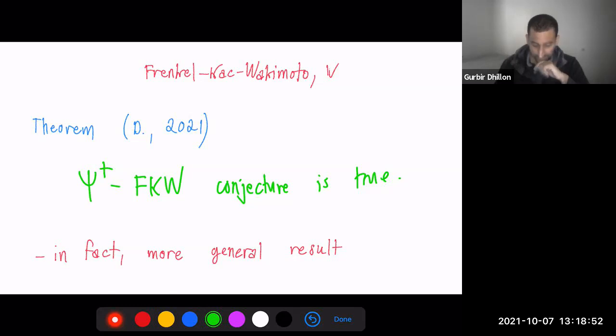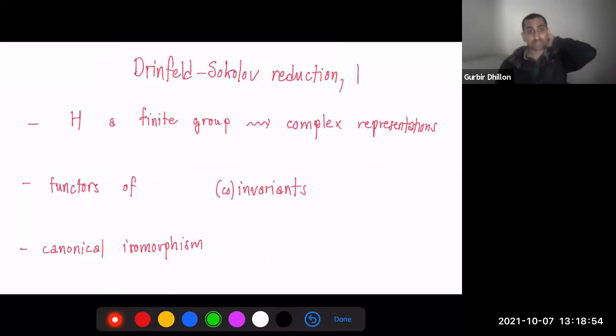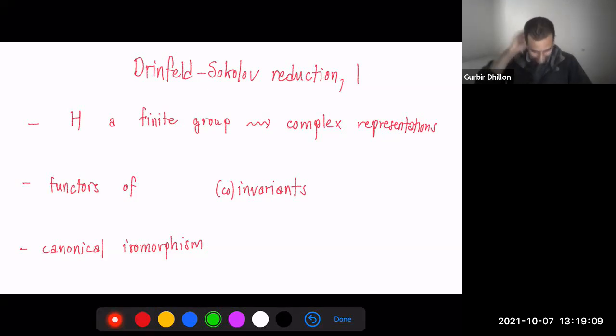And so to do that, I'm going to need to remind you about some things about Drinfeld-Sokolov reduction. But actually, maybe let me just stop here before I go on and see if there are any questions so far? Okay, great. So for Drinfeld-Sokolov reduction, let me approximate giving you the definition in steps by warming up in some slightly easier cases.